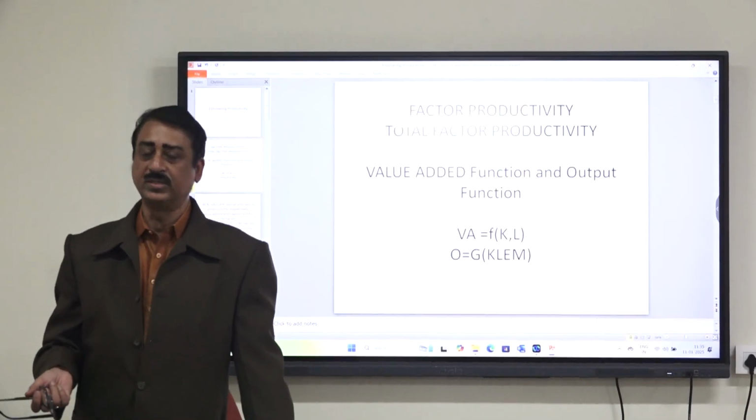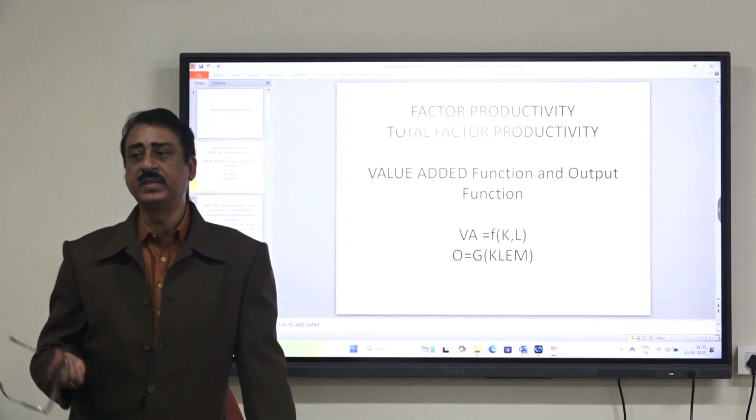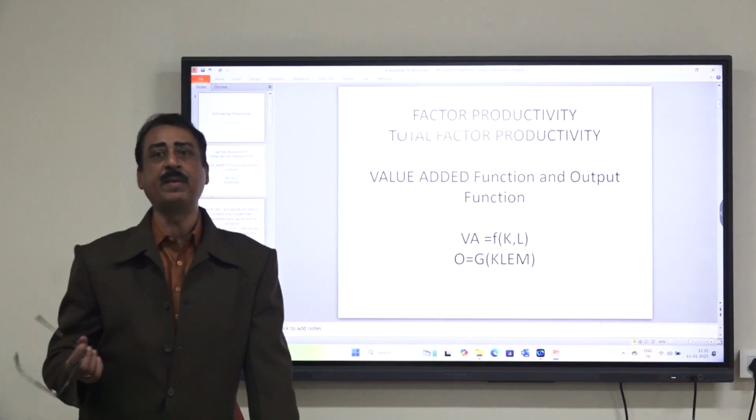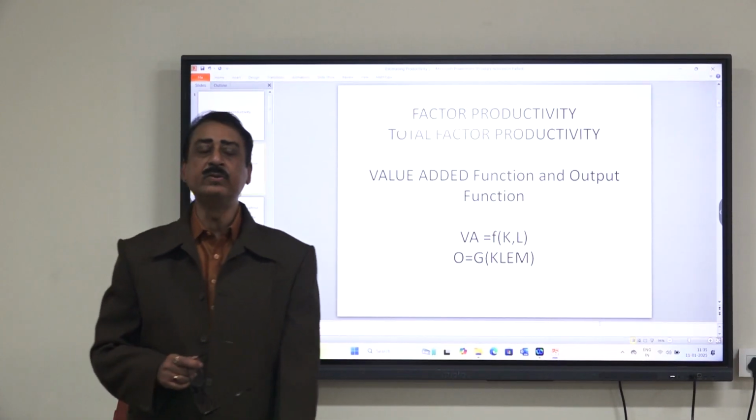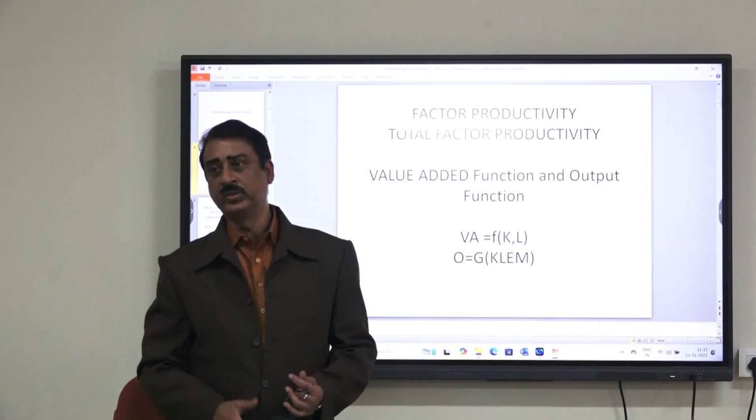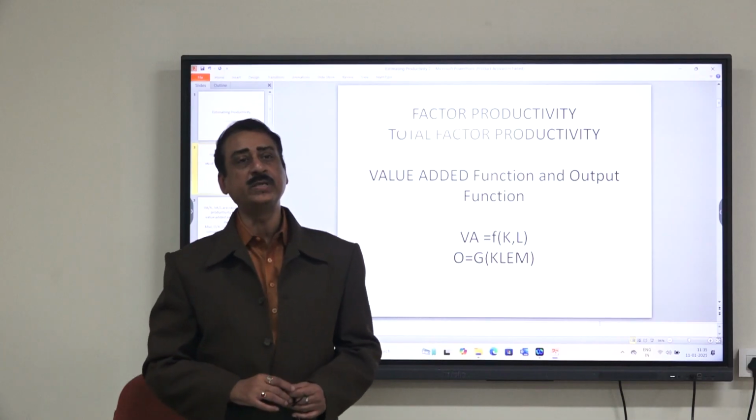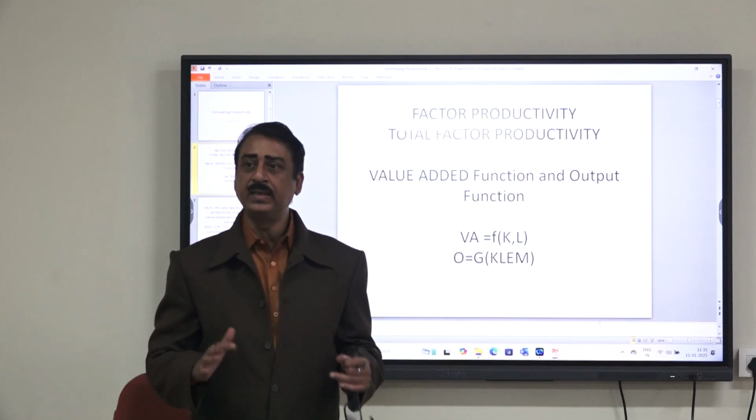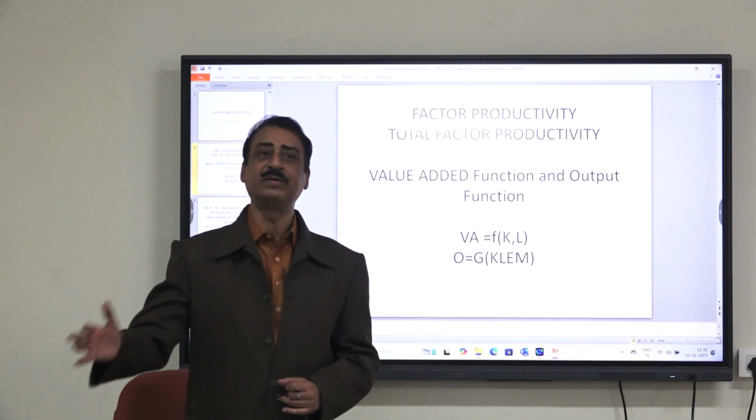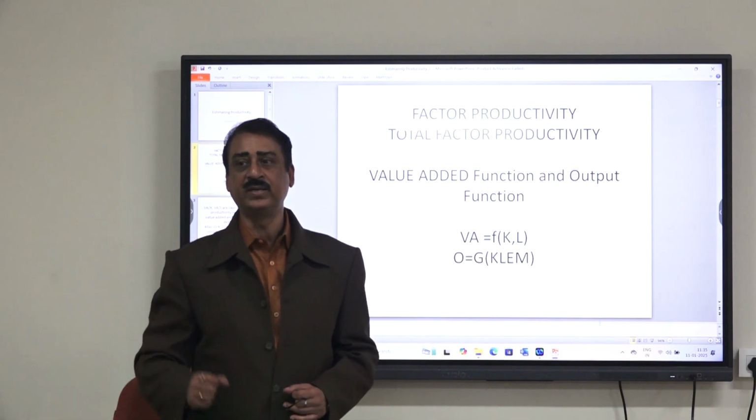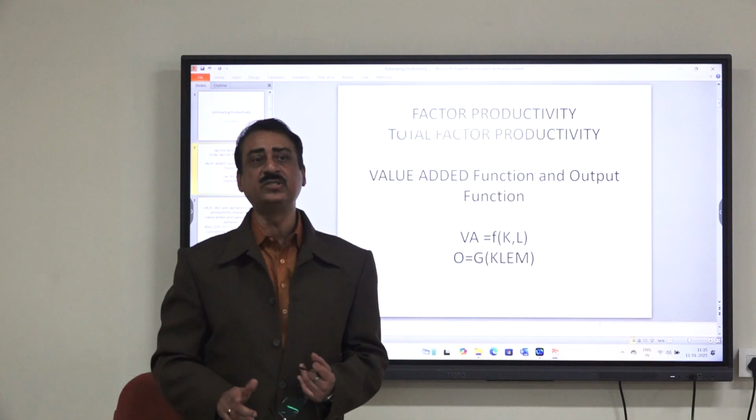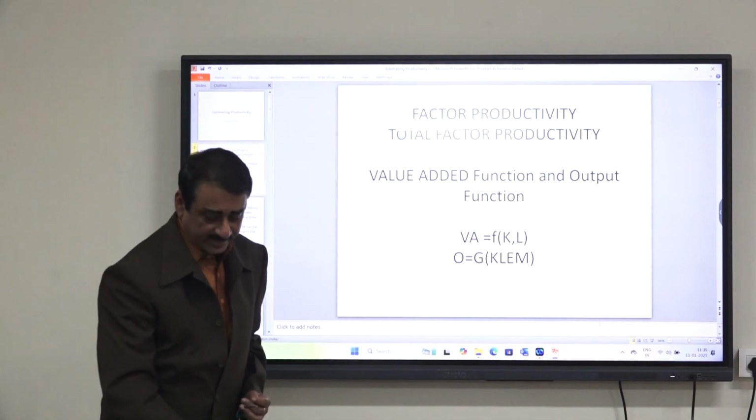So the country is what? GDP is basically a value added. That is the contribution made by capital and labor. On the other hand, you can have another concept, that is output, total output. Total output is the contribution made by capital, labor, energy, material. All the factors of production are included. So there is a basic distinction between output and value added.